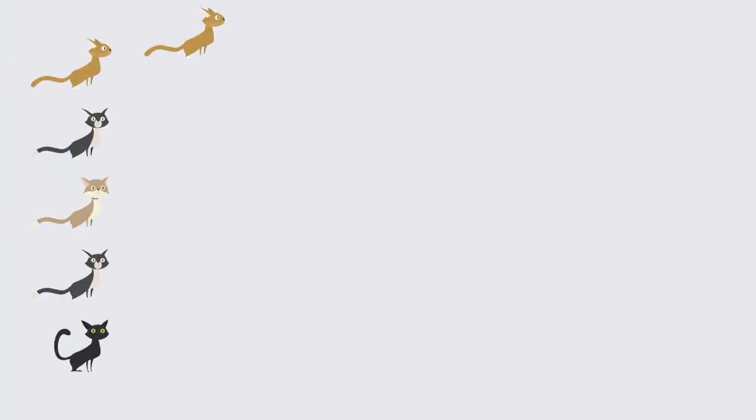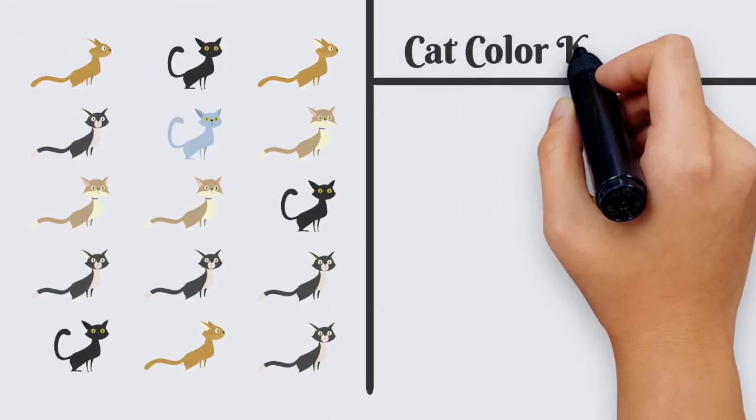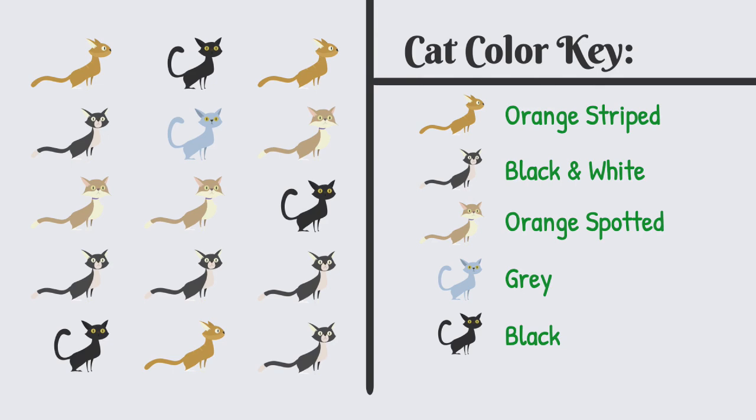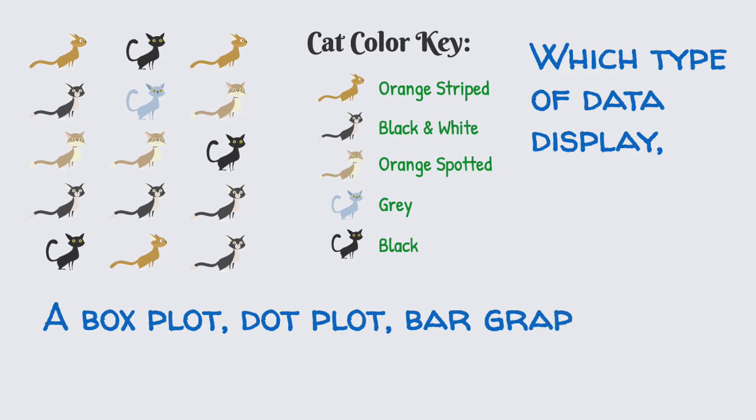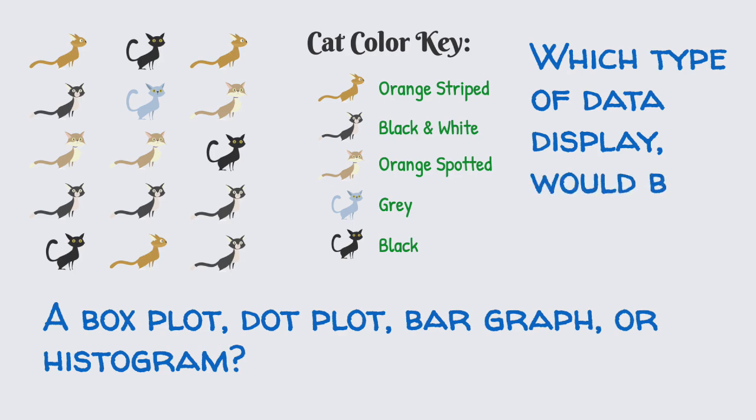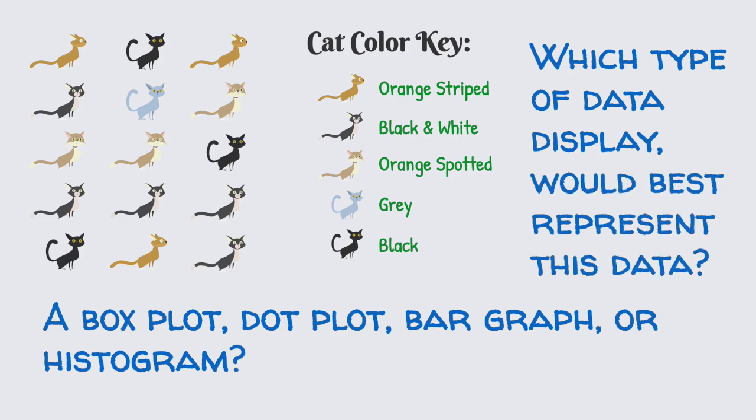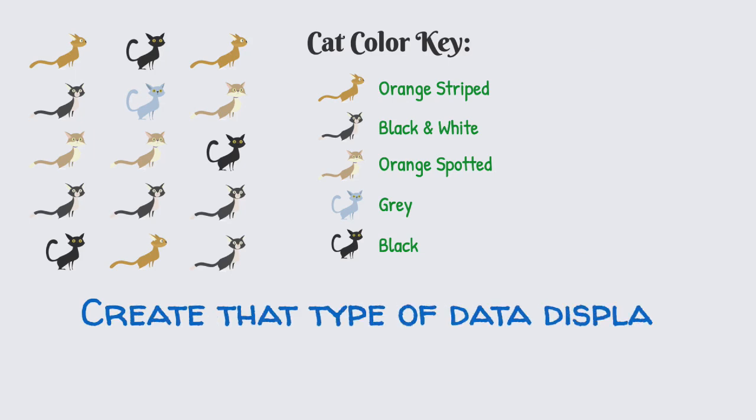The following is information about cat colorings I gathered about 15 cats. Which type of data display, a box plot, a dot plot, a bar graph, or a histogram, would best represent this data? Create that type of data display.